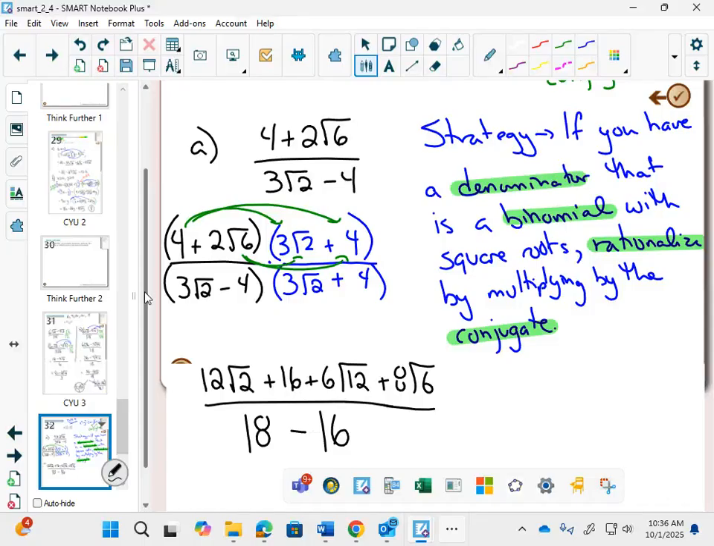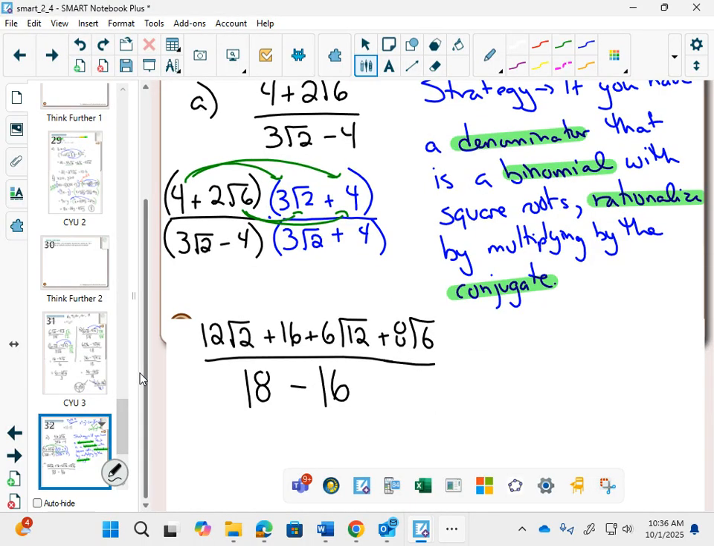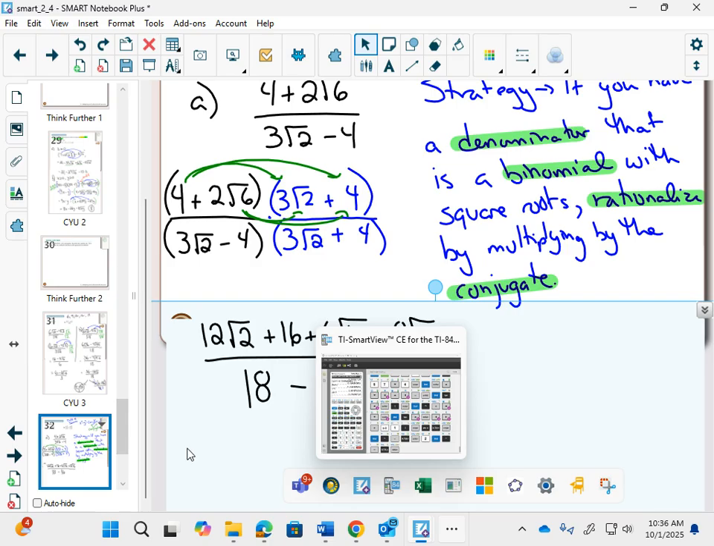Are we simplified? No. Do we have like terms on the bottom? Yes. 18 minus 16, we can definitely simplify that.